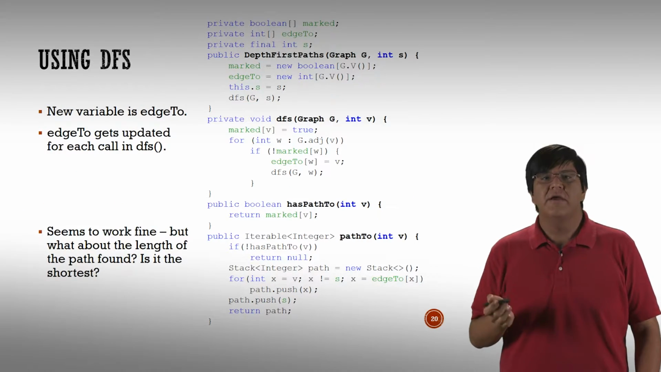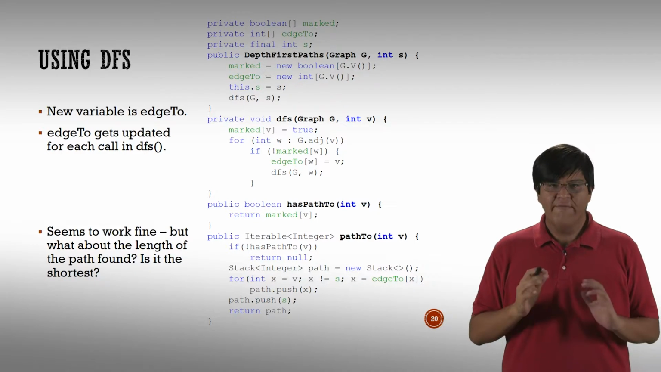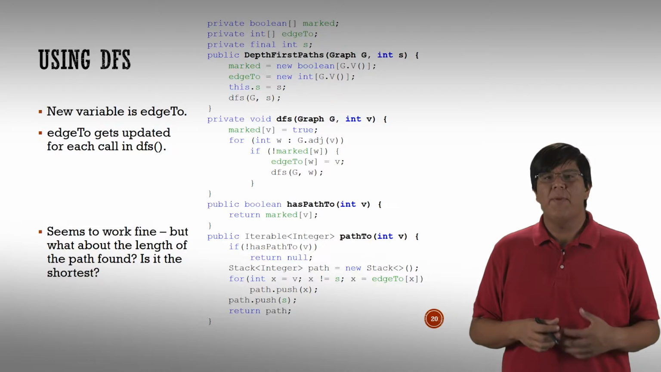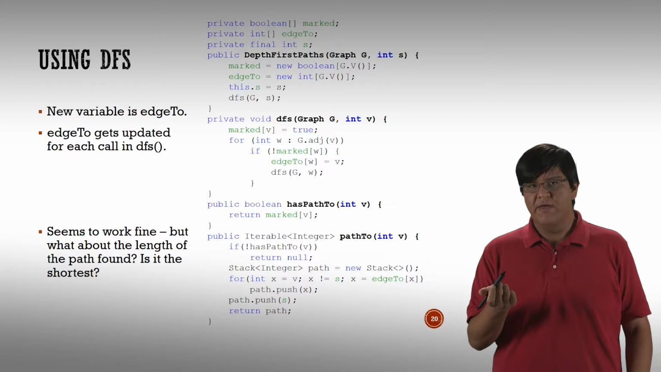Okay, so the question here is how can we update DFS to solve this pathing problem? So I have up here basically the code for DFS, with just a few things that are new. For example, I have a new array called edge2. So let's take a look at this and see all the new parts that have been added.